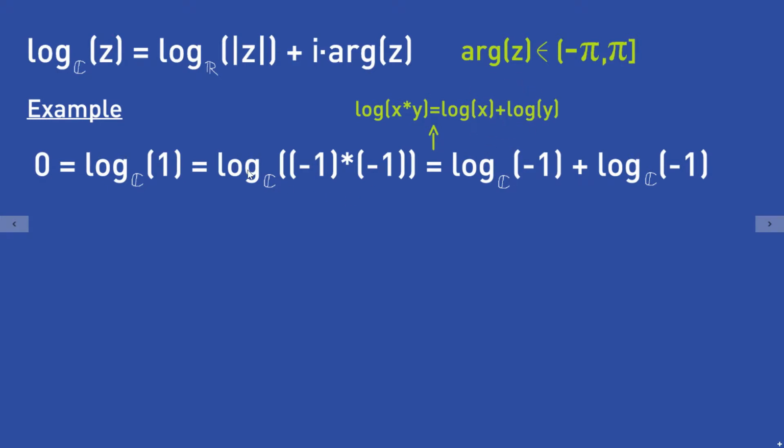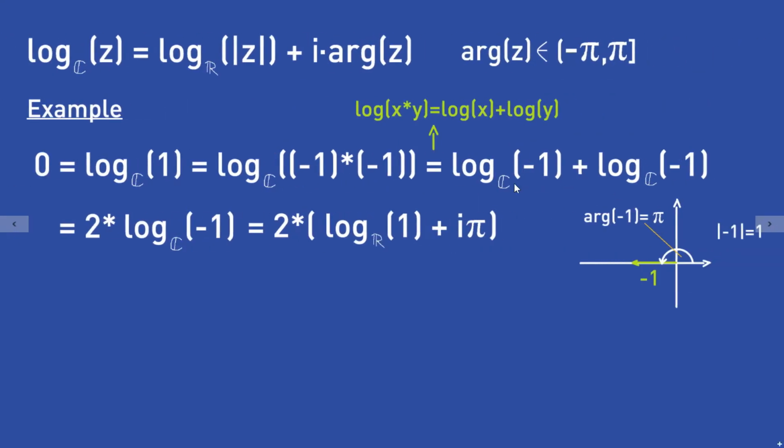So the complex logarithm of minus 1 times minus 1 should be the complex logarithm of minus 1 plus the complex logarithm of minus 1. So this here is 2 times the complex logarithm of minus 1, and this is equal to this here. So we have to calculate the complex logarithm of minus 1 now.